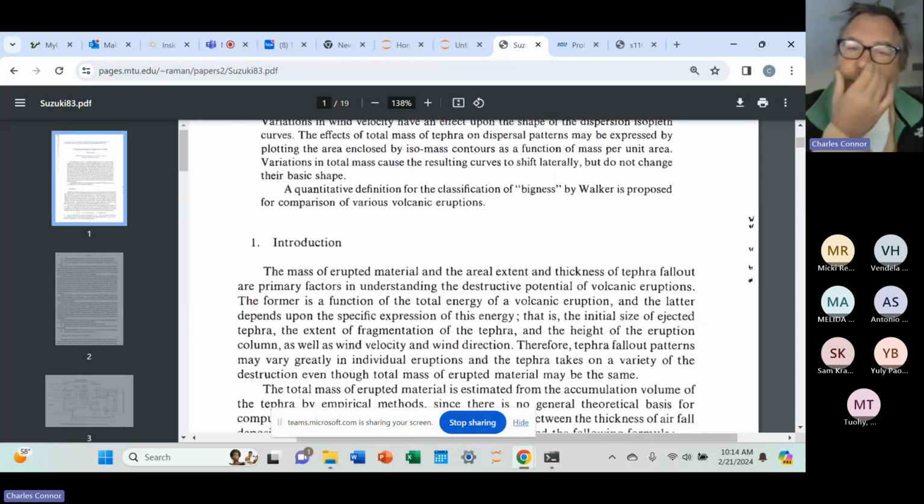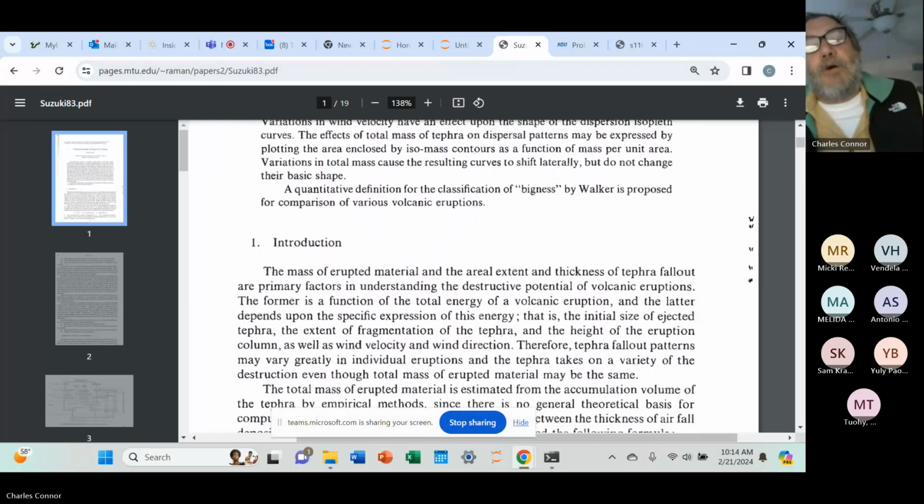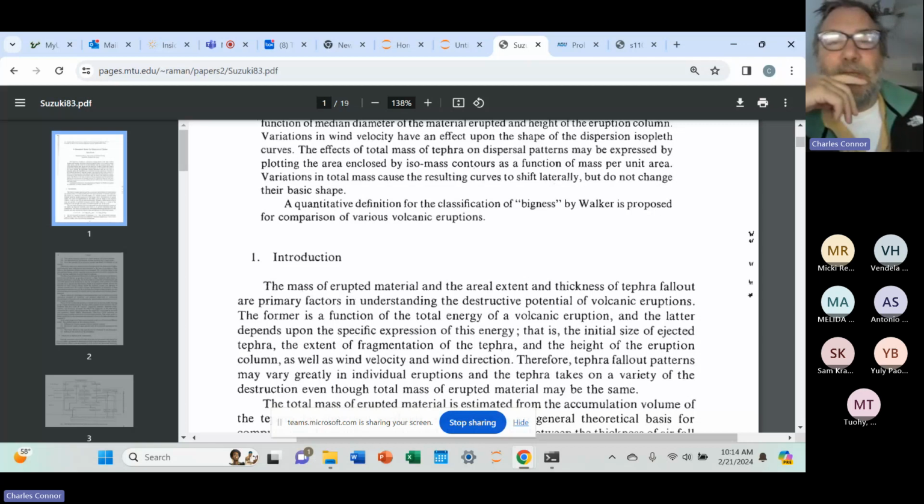It basically sparked a lot of research into how we classify volcanic eruptions. How do we characterize their volume? How do we, using words we use today, describe the magnitude and intensity of the volcanic eruption? You can see that Suzuki was interested in classifying the bigness of the eruption using some nomenclature from George Walker. So you might know that George Walker, a very famous volcanologist working mostly in the 70s and 80s, but all the way up into around 2000.